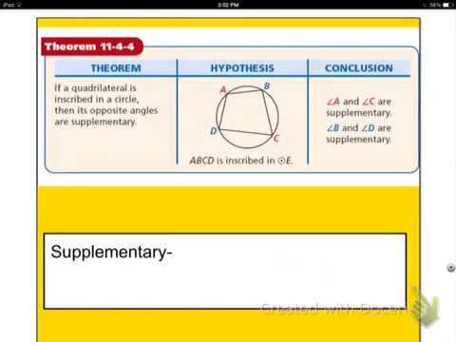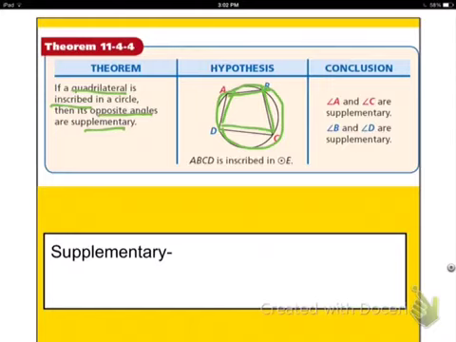Alright, the other part of tonight's lesson was inscribed quadrilaterals. Remember, inscribed means inside the circle. A quadrilateral is a four-sided shape. And the theorem tells us if a quadrilateral is inscribed in the circle, then its opposite angles are supplementary. Now notice, here's my four-sided shape. It's definitely inscribed. It's inside the circle.